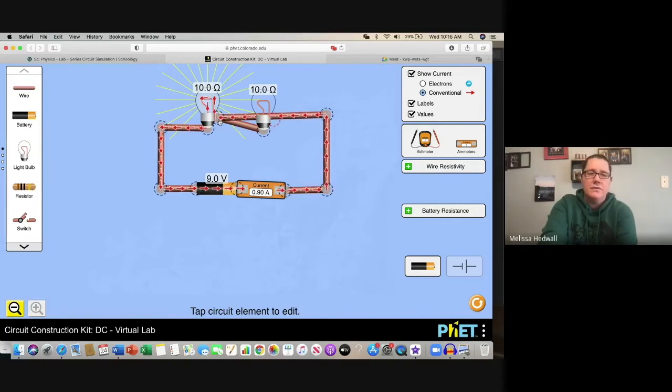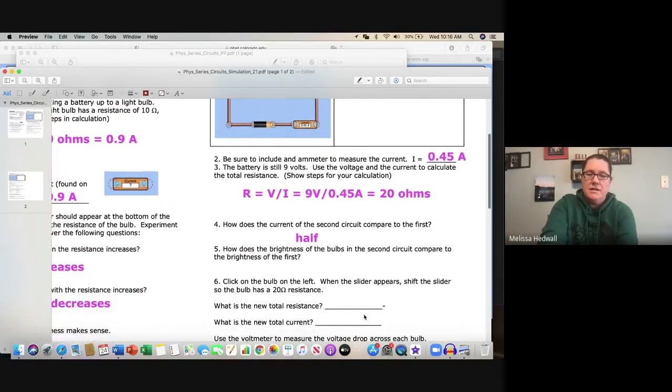I don't have it going through the second one right now. If I bring this back, oh, now I've just got a mess. There we go. And that brightness is not as high as it was. So the brightness goes down from the first one, where you have a single bulb connected, to where you have 2 bulbs.